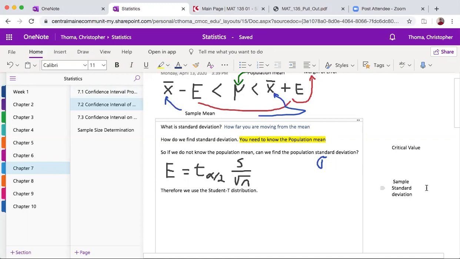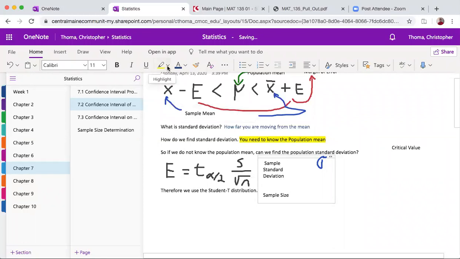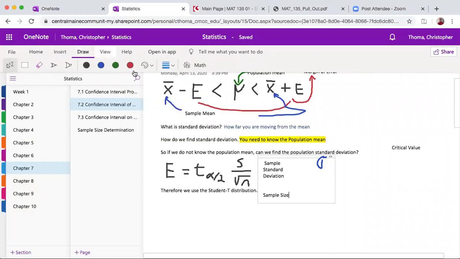What is S? Well, S is our sample standard deviation, right? And what is N? N is our sample size. These are things we have used back in chapters 3, 4, all kinds of places. So S is our sample standard deviation, and N is our sample size.